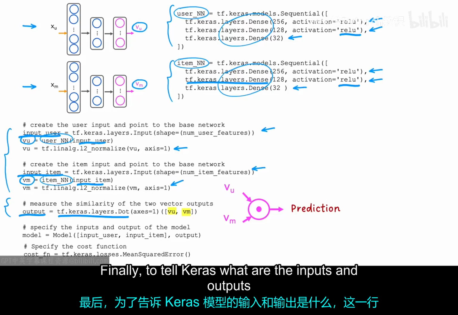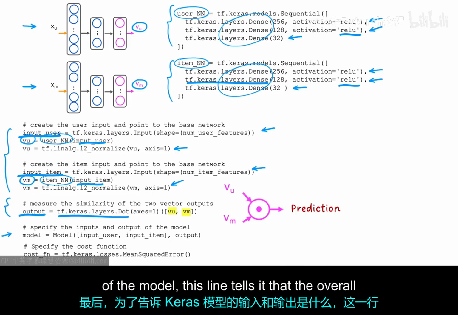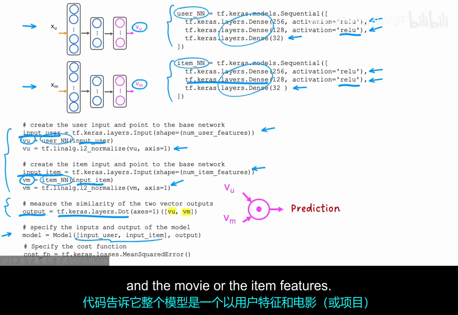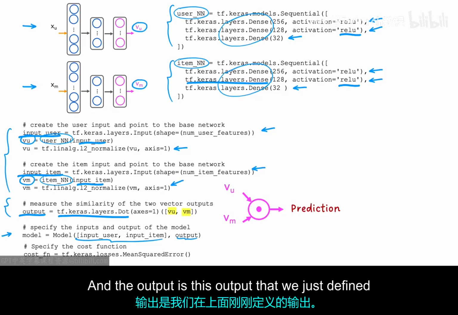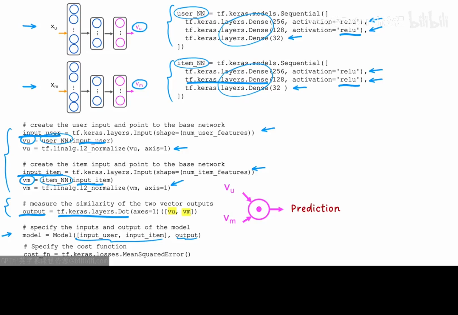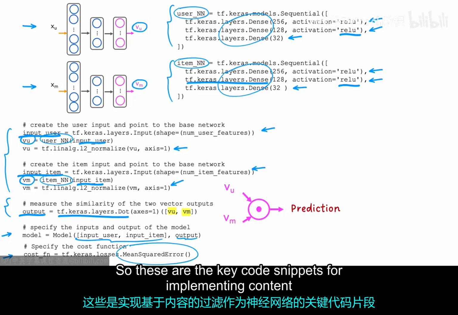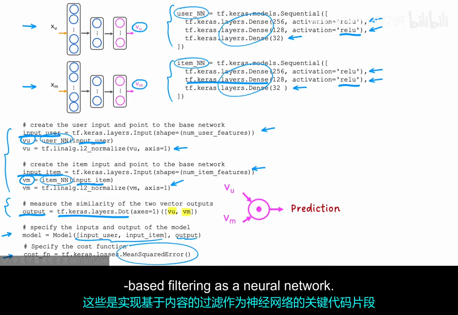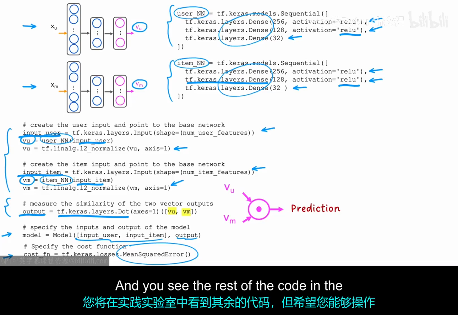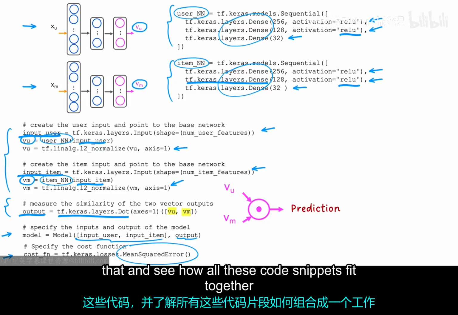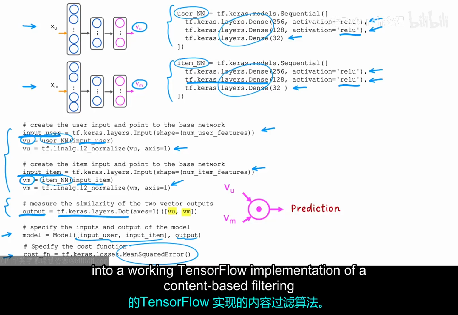Finally, to tell Keras what are the inputs and outputs of the model, this line tells it that the overall model is a model with inputs being the user features and the movie or the item features, and the output is the output that we just defined up above. And the cost function that we use to train this model is going to be the mean squared error cost function. So these are the key code snippets for implementing content-based filtering as a neural network. And you see the rest of the code in the practice lab, but hopefully you'll be able to play with that and see how all these code snippets fit together into a working TensorFlow implementation of a content-based filtering algorithm.